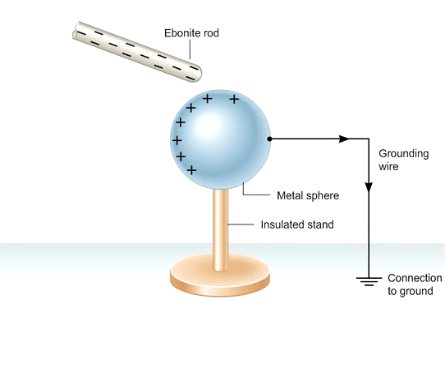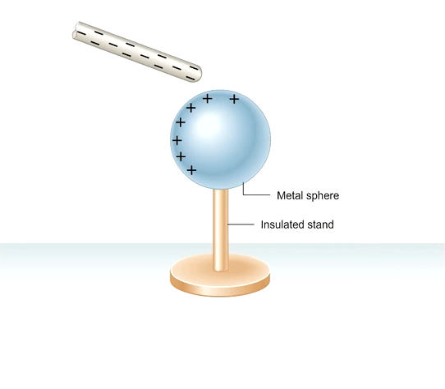This happens because the negative charges on the right side of the sphere are repelled by the negative charges on the rod. When the grounding wire and then the rod are removed, the excess positive charge becomes evenly spread out across the surface of the sphere. This happens because the negative charges move around the sphere and can only neutralize some of the positive charges, but not all. It's important to remove the grounding wire before the rod is removed.